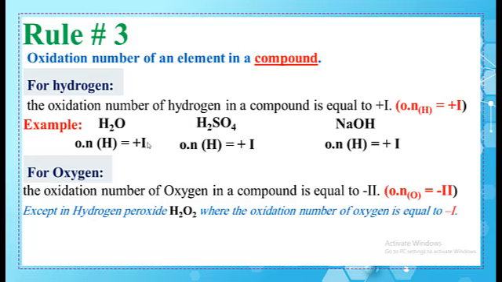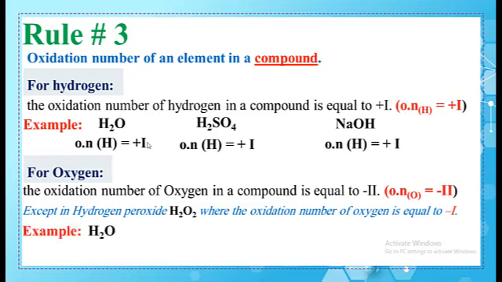Exception: in hydrogen peroxide compound H2O2, the oxidation number of oxygen is equal to -1. This is the only exception. Only oxygen in H2O2 has an oxidation number equal to -1, while in any other compound, its oxidation number is equal to -2.